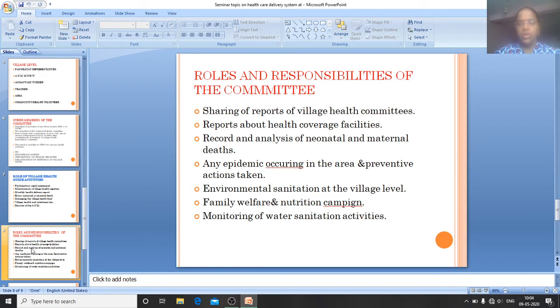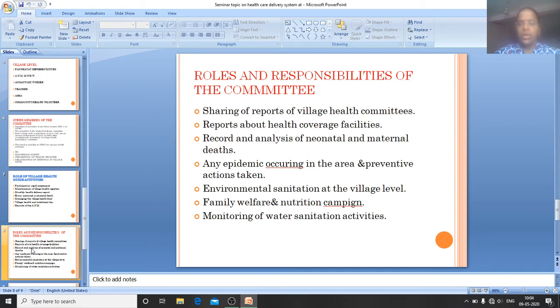Environmental sanitation at the village level, family welfare and nutrition campaign. Some campaigns they have to conduct, like Anganwadi and Balwadi, and distribution of albendazole tablets for worm infestation in toddlers. Coming to family welfare, they will conduct family planning operations in a campaign manner. On a set day they will select and encourage people for family planning operations. That is the family welfare and nutrition campaign.